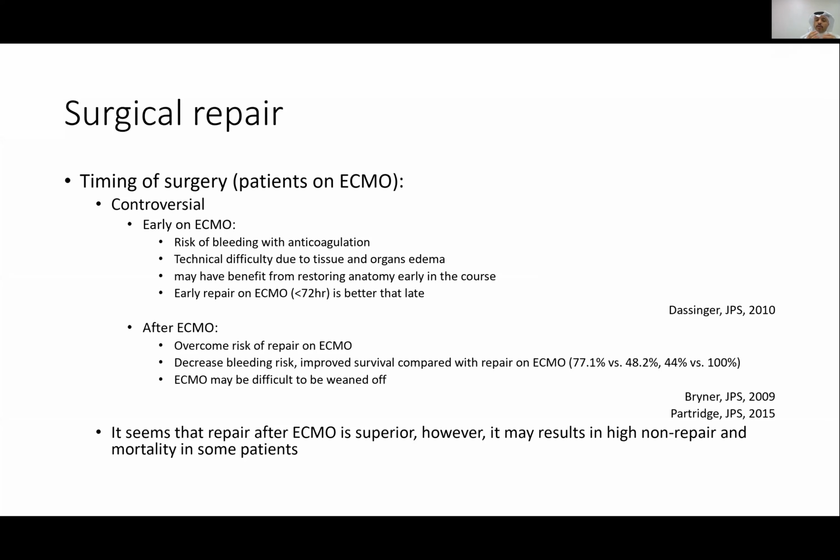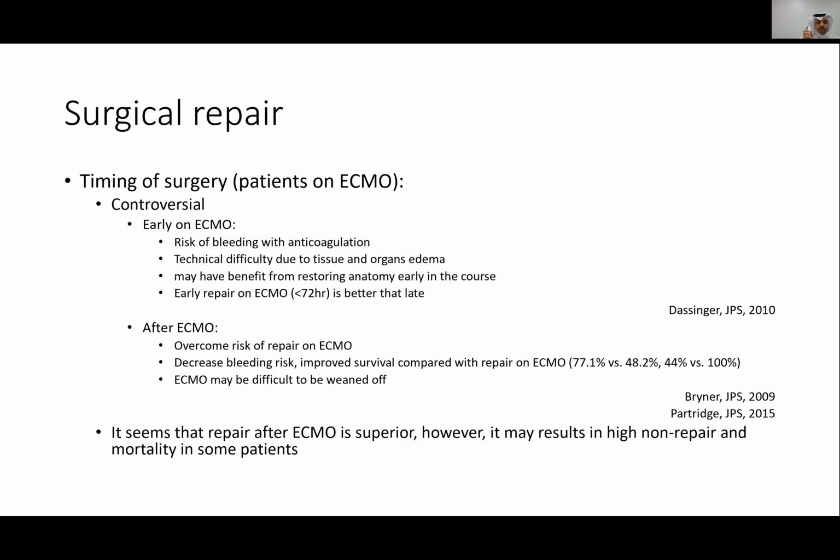In general, the centers who advocate for repairing on ECMO do it within 72 hours, and their numbers are reasonably good. Now, if you look at those who operate after ECMO, the advantages are that the baby is off ECMO, so the anticoagulation is off, and the technical challenges of ECMO surgery are not there. There's a decreased risk of bleeding. There's improved survival in some studies that compared early repair with repair off ECMO.